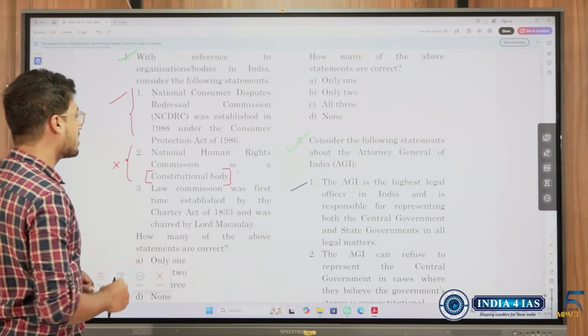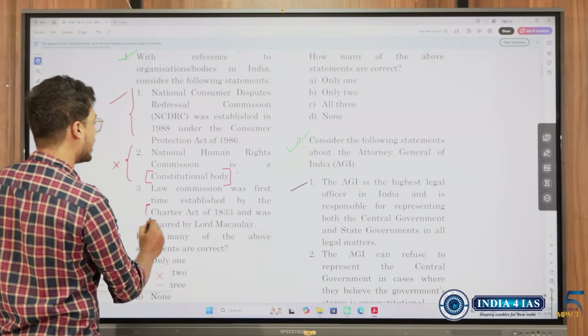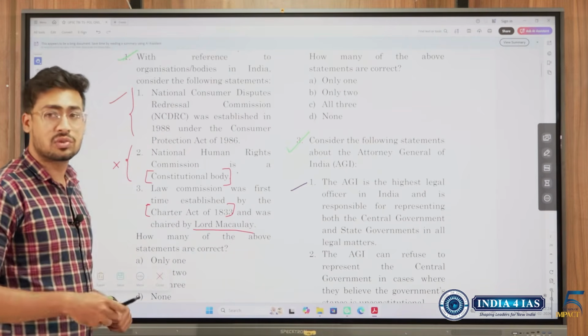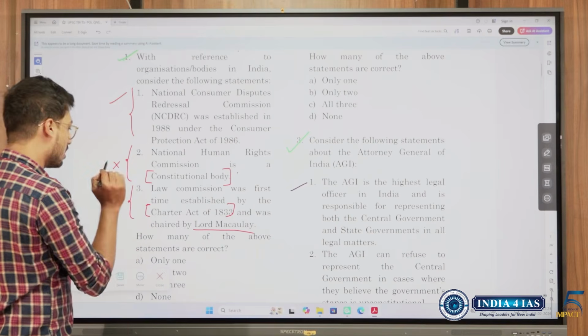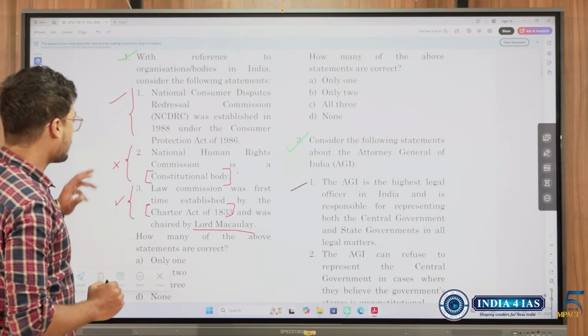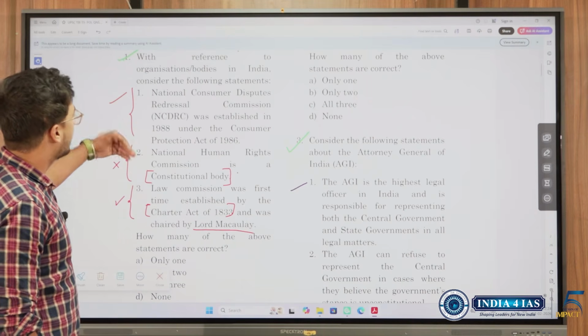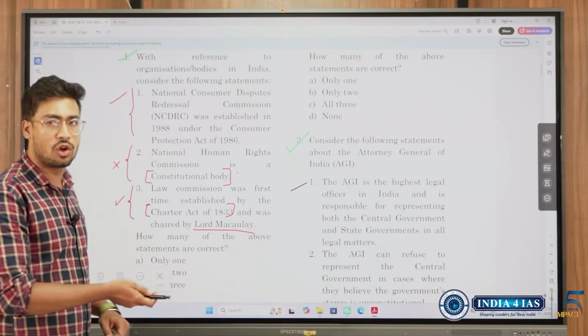Now look at the third statement. Law Commission was first established by the Charter Act of 1833 and it was chaired by Lord Macaulay. This has been very well given in the Spectrum book as well as in the Lakshmikant book. So there is no way that you should be getting this wrong. Now this statement is correct. Even if you had deduced these two statements, even if you did not know the first statement, you could have done a 50-50 between only one or only two options.